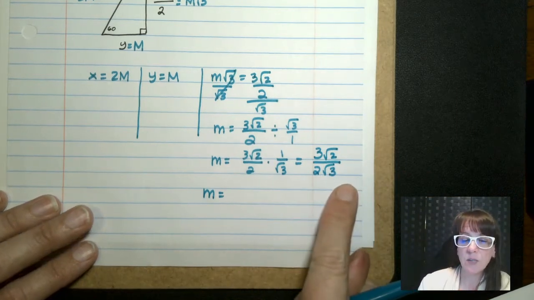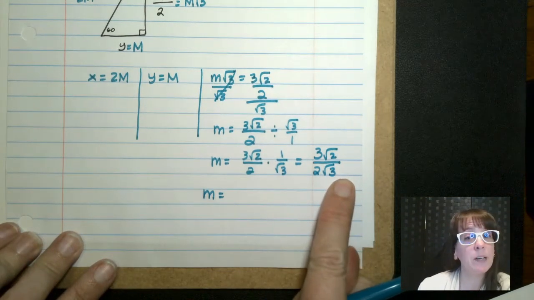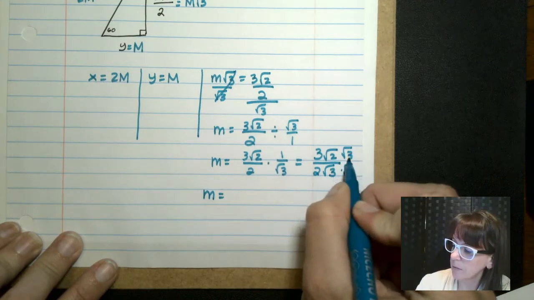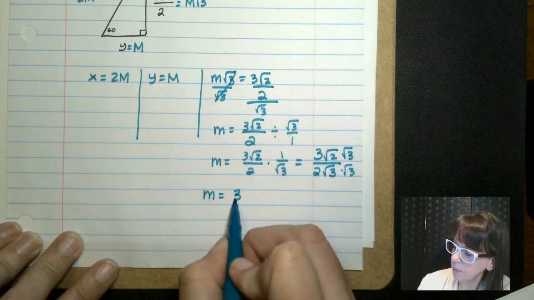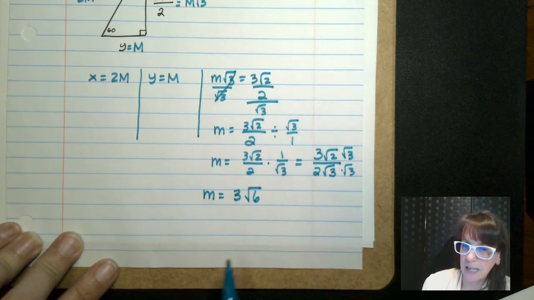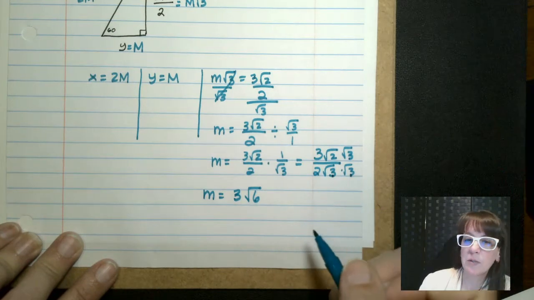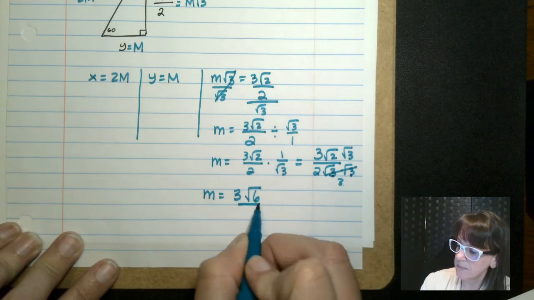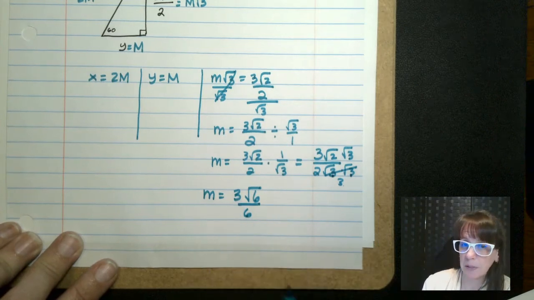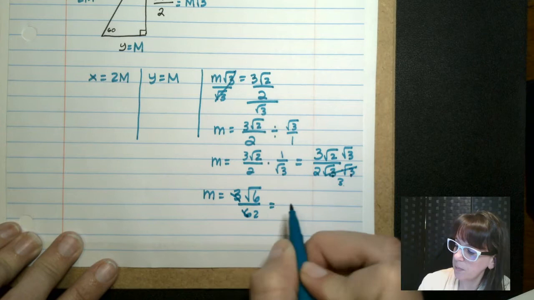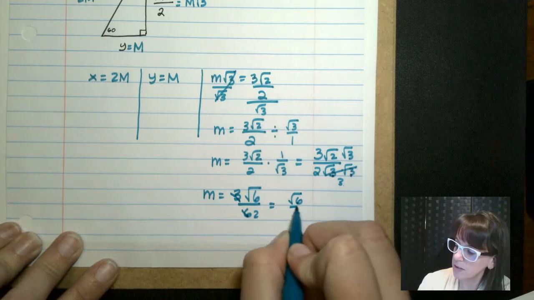Now, in this case, we can never have a radical in the denominator, so we have to rationalize. Multiply this by root 3, multiply this by root 3. So now I have 3 root 6 over 3, and then multiply underneath, root 6. Now, root 3 times root 3 is root 9, which is just 3. So 2 times 3 is 6. And from here I can simplify. Divide by 3, I get 1. Divide by 3, I get 2. So my m is root 6 over 2.